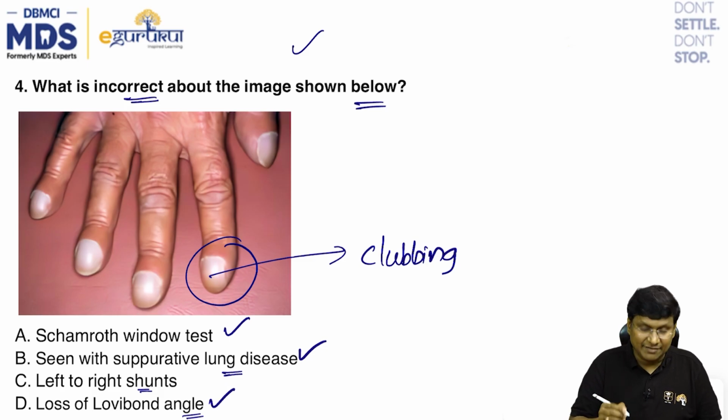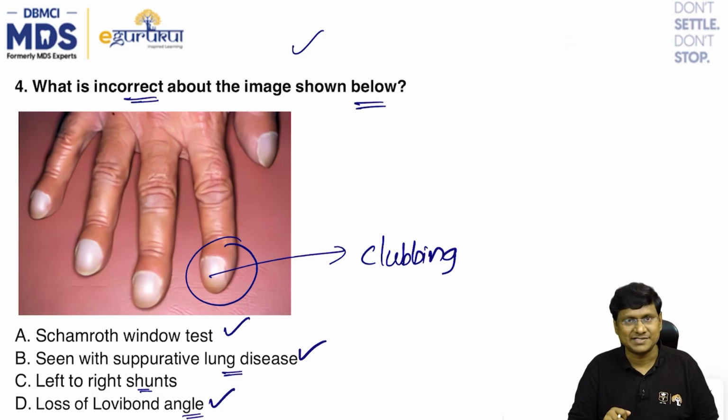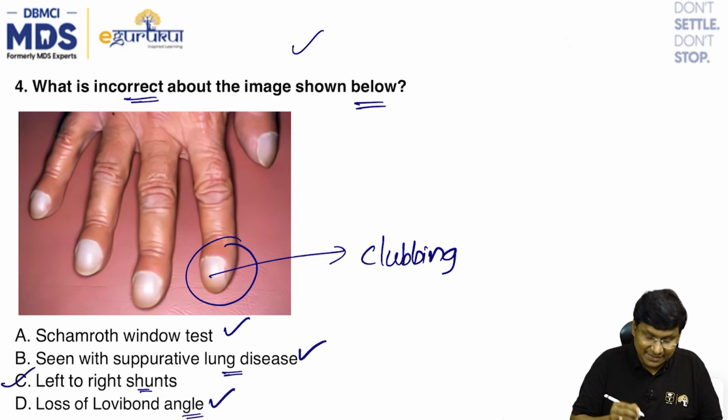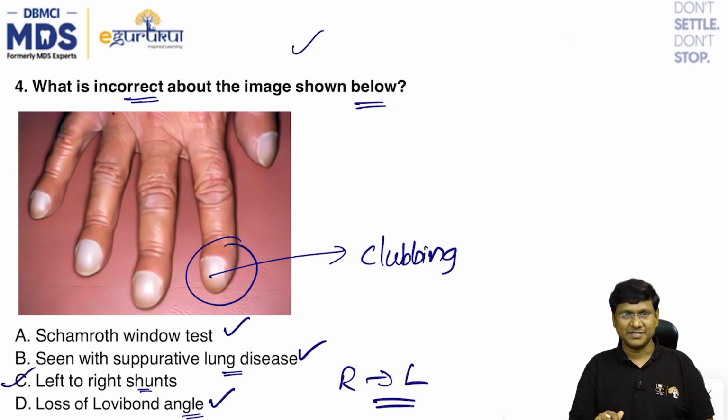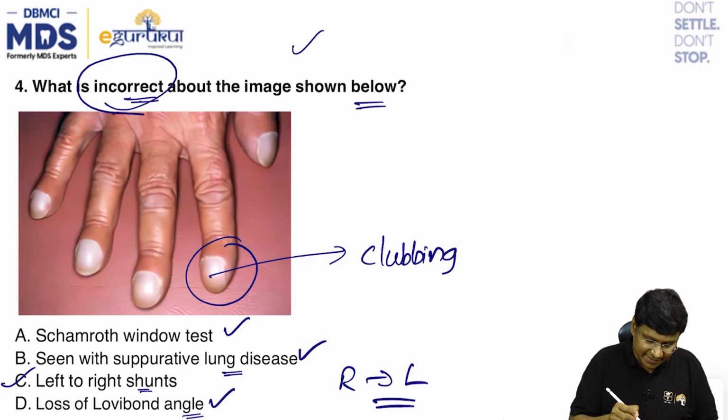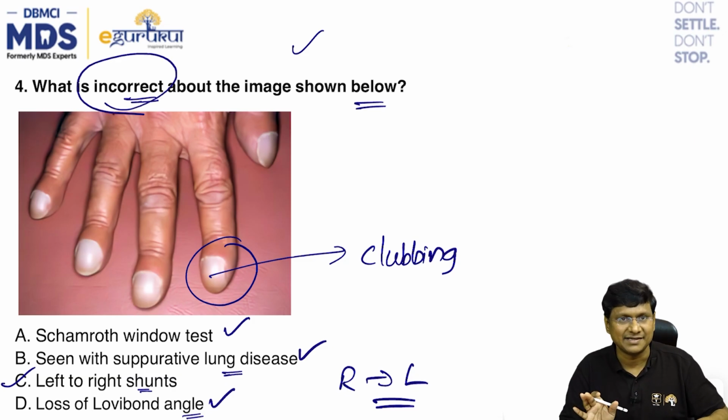And there will be loss of Lowy bond angle, that is a correct statement. But this clubbing is not observed in left to right shunts; the clubbing is observed in right to left shunts. Okay, so the statement asked in the question is incorrect here. So option C is incorrect, right?